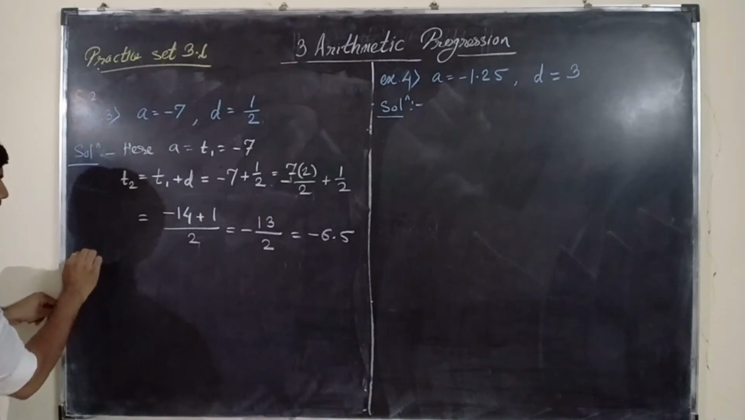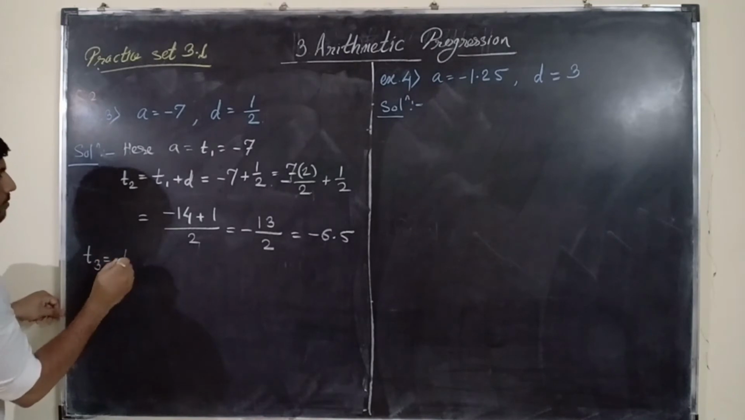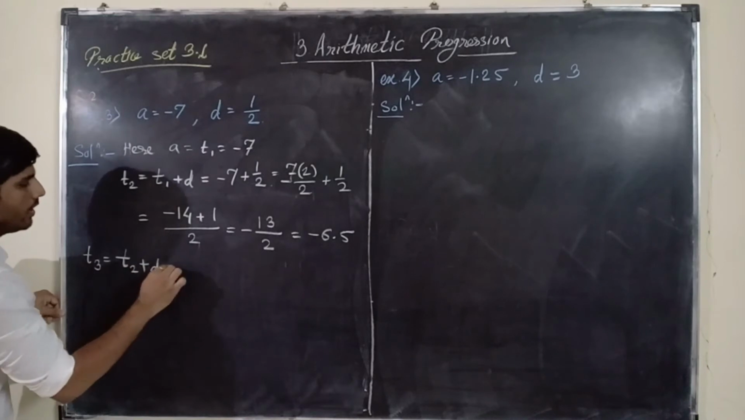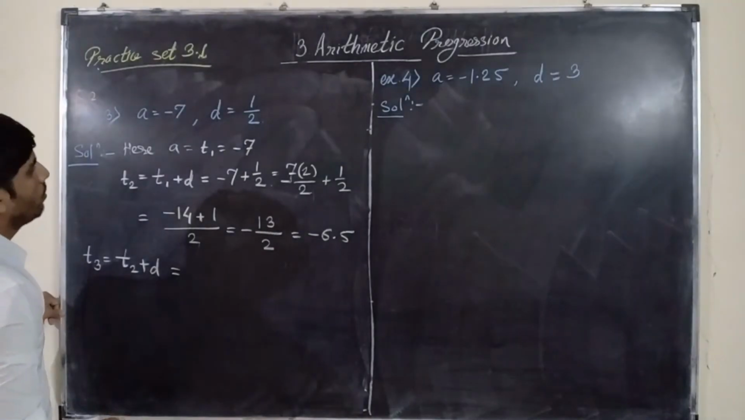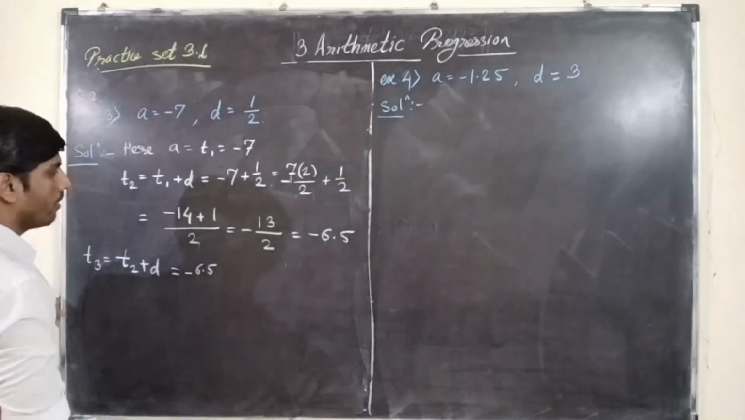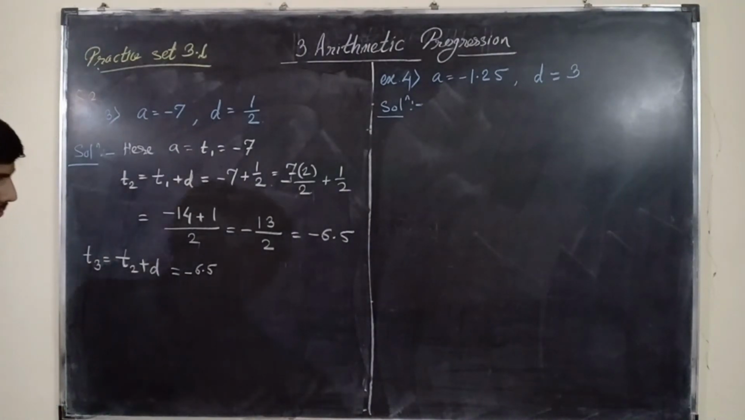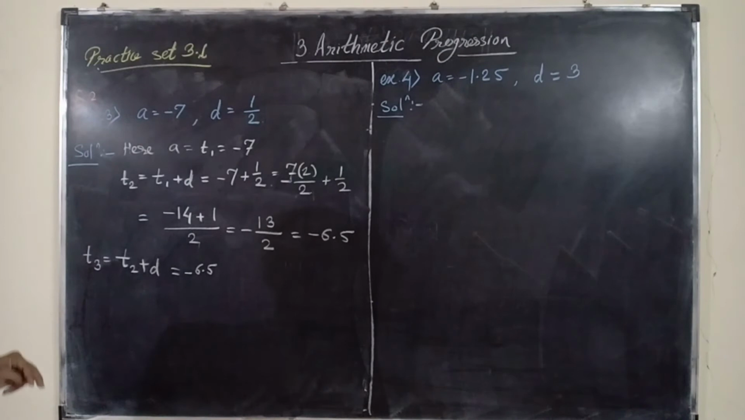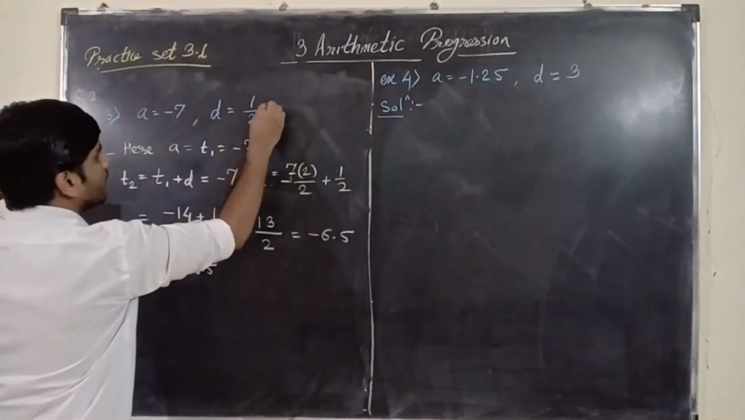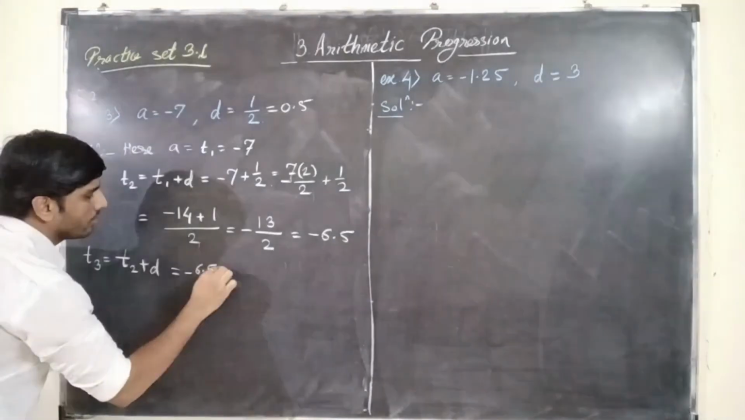Now we will find t3. Now again for t3, t2 plus d. Now here t2 is negative 6.5, or we can keep 13 upon 2 as it is. So you will get the same answer. Or there is one more way: you can actually make half of 1, that is, this will become 0.5, and you can add that as the common difference.